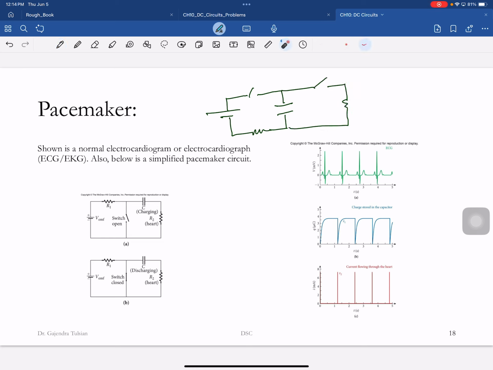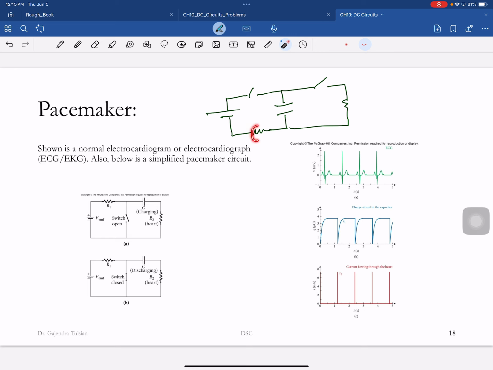Okay. So you're going to close this switch and the capacitor charges. And then you'll open the switch, and when you want to start the heartbeat, you close the switch. And the capacitor discharges through your heart, and it starts the heartbeat. All right, so you set these values such that, let's say you want your heart to beat 60 times a minute.